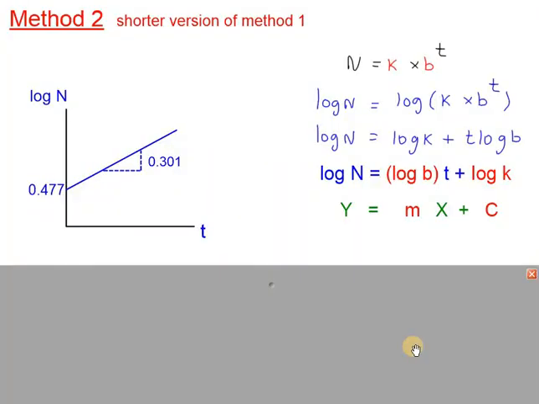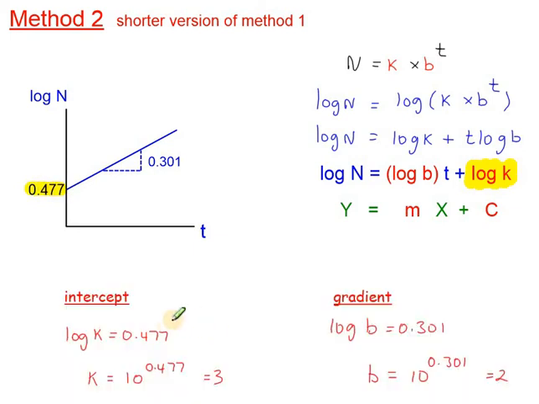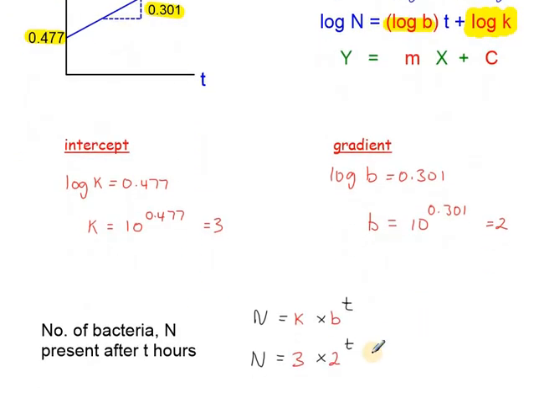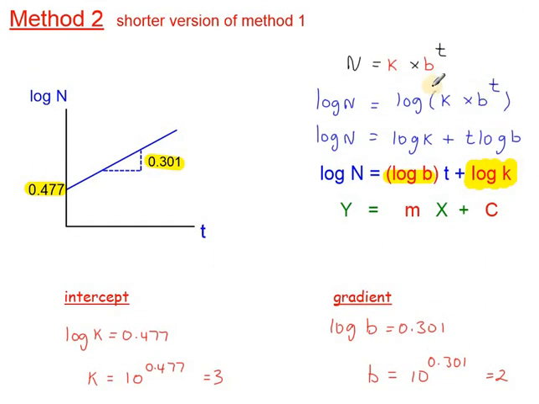A shorter version of method 1 is where this graph and its intercept and gradient are already given. So you start off by taking logs, and then again you identify that the intercept on your graph is equal to this value, and you solve to work out k, and that your gradient is this value, and you solve to work out b, and then you substitute your values in to get the relationship between t and n. So once again, in this method you must be able to take logs and know how to rearrange your terms into the y equals mx plus c structure.